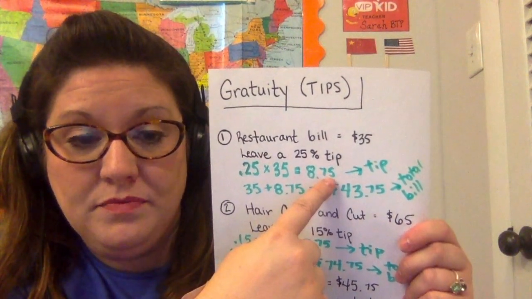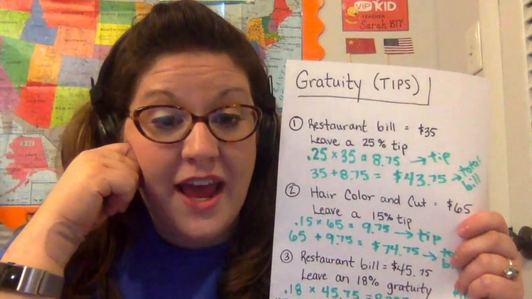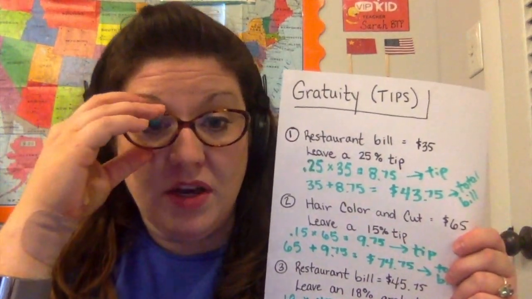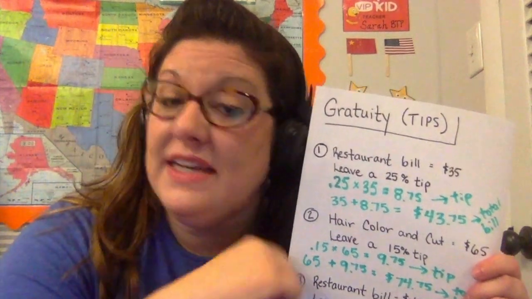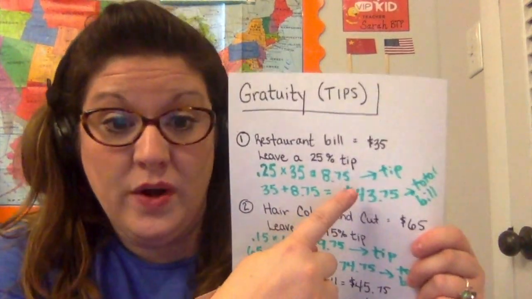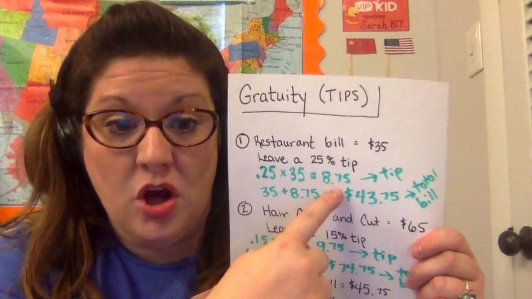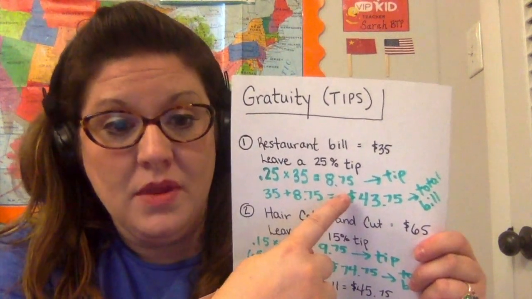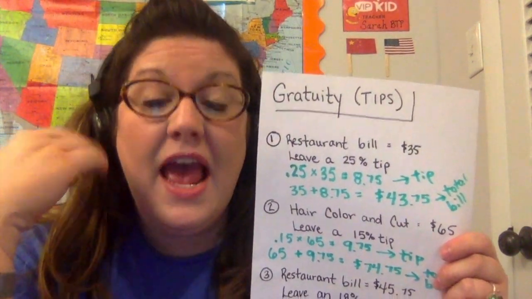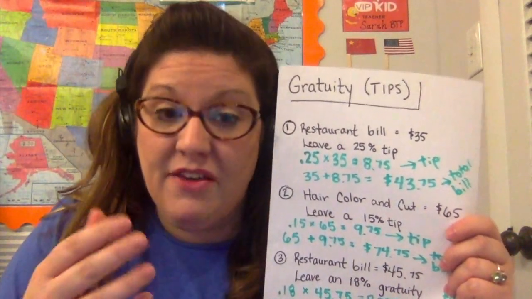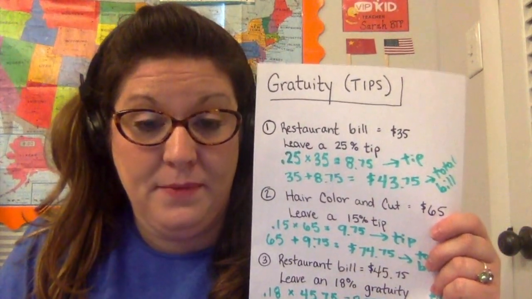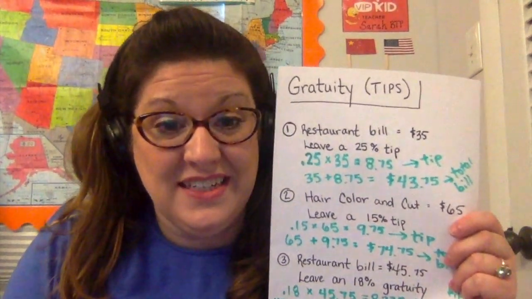A 25% tip would be $8.75. Now, you're going to have to read the questions carefully, because if the question asks, how much would a 25% tip be? A 25% tip would be $8.75. But if the question asks, how much will your total payment be if you leave a 25% tip, then you're going to have to go back and do that addition.